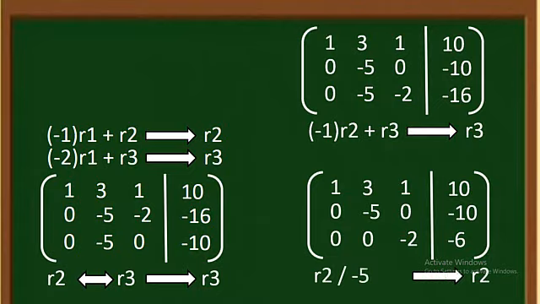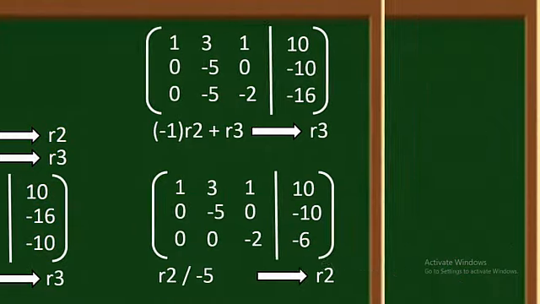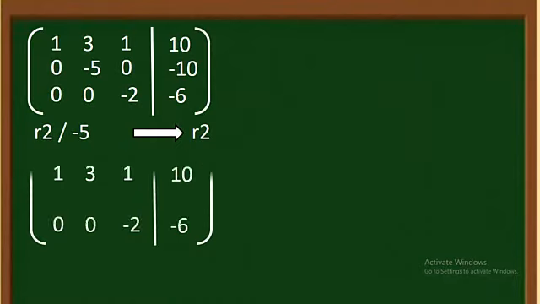Now for us to get row 2, we need to divide row 2 by -5. 0 divided by -5 is also 0. -5 divided by -5 is equal to 1. And 0 divided by -5 is 0. And -10 divided by -5 is 2. So we arrived at this solution.